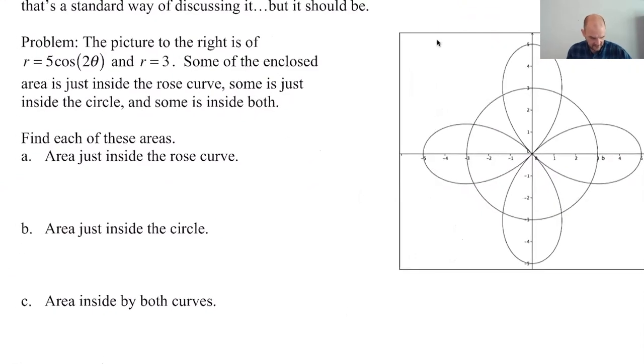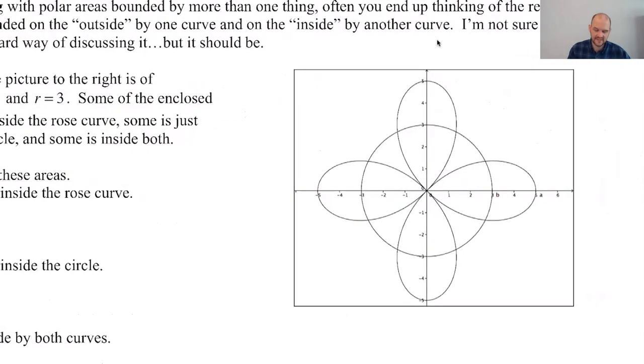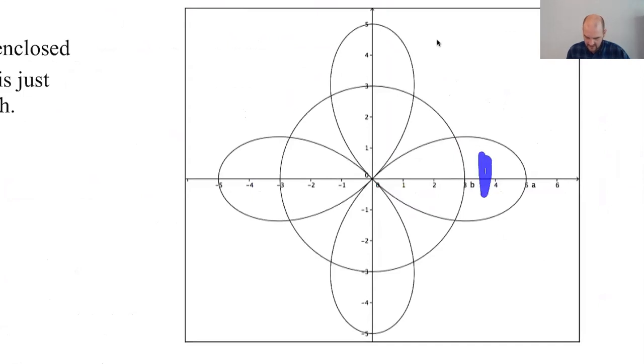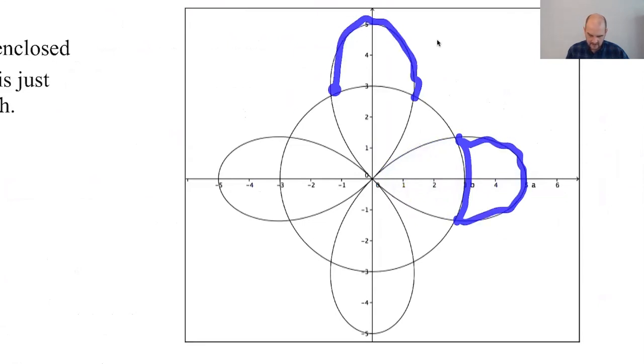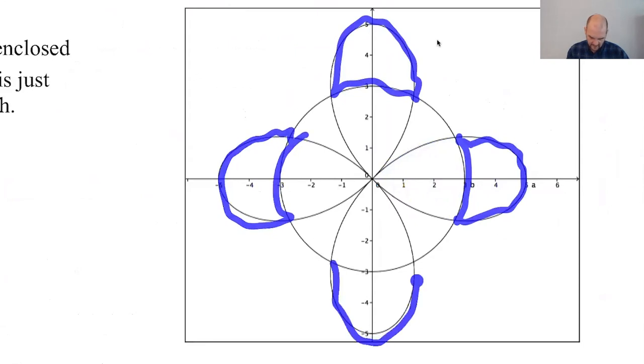is answer these questions. Find each of these areas, the area that is just inside the rose curve. So what does that mean? Well, this region is only inside the rose curve. This region is inside the rose curve, but it is also inside the circle, and so we don't want that. So what we basically want is this, and then this, and then this, and then this.